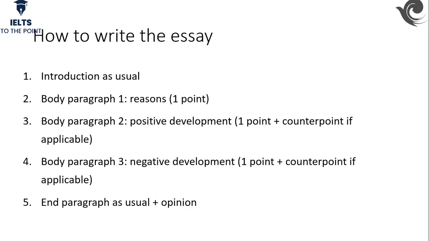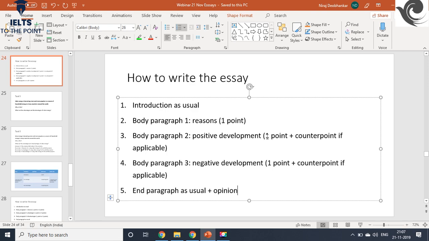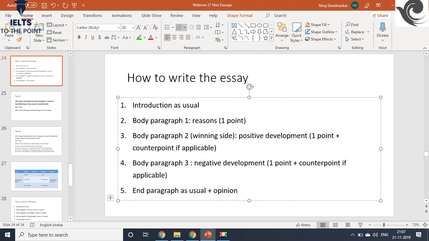Very good question. So you should follow the same sequence. That means, let me put it in a way that body paragraph 2 can be dedicated to the winning side, and body paragraph 3 can be dedicated to the losing side. In that case, I don't know which one is the positive development and which one is negative, it's up to you. And then this becomes one supporting point.